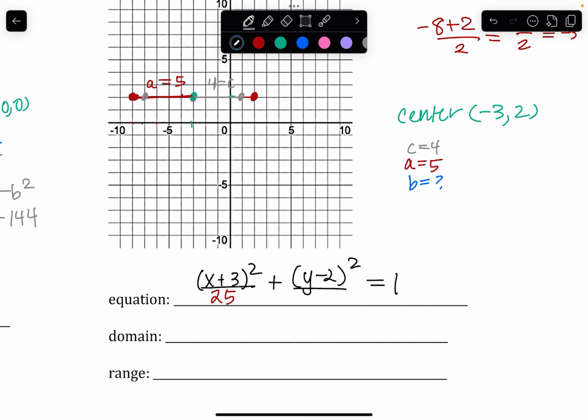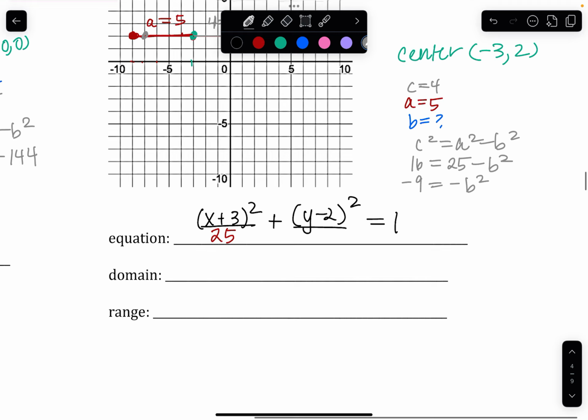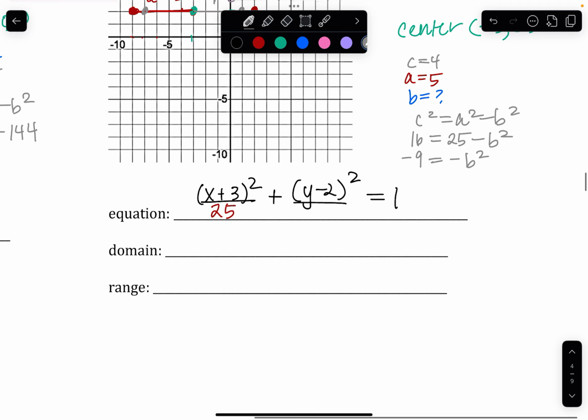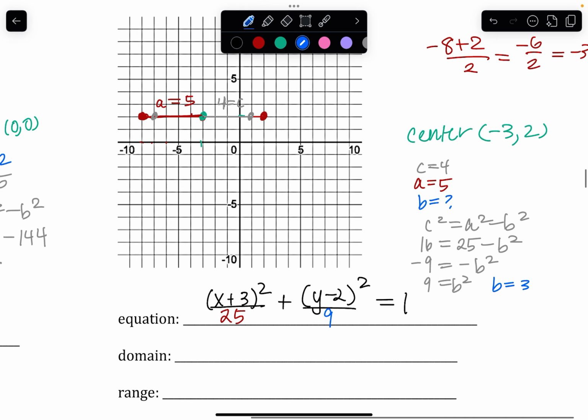Okay, and so the equation says C squared equals A squared minus B squared. C squared is 16, A squared is 25. Subtract 25 from both sides. I believe that is negative 9. And then divide both sides by negative 1. So B squared equals 9. We can fill in the 9. And then we also know our B value would then be 3.